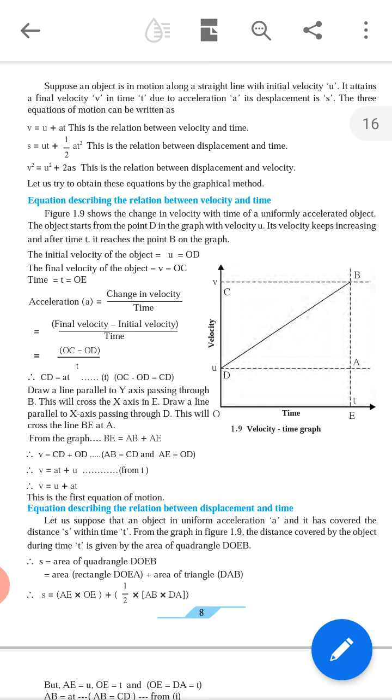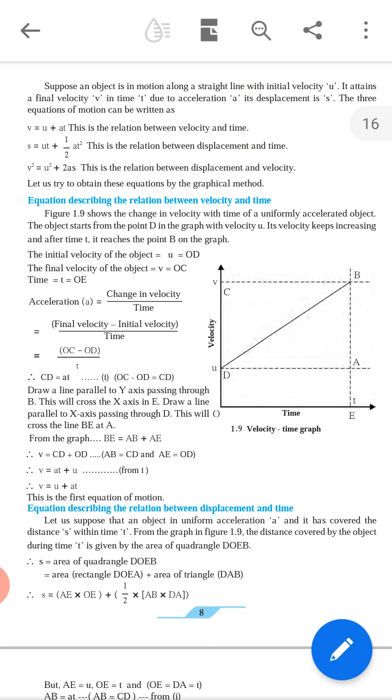Draw a line parallel to y-axis passing through B, that means a vertical line which passes through B. This will cross the x-axis in E. Then draw a line parallel to x-axis passing through D. First we have drawn BE parallel to y-axis, and then DA is parallel to x-axis.